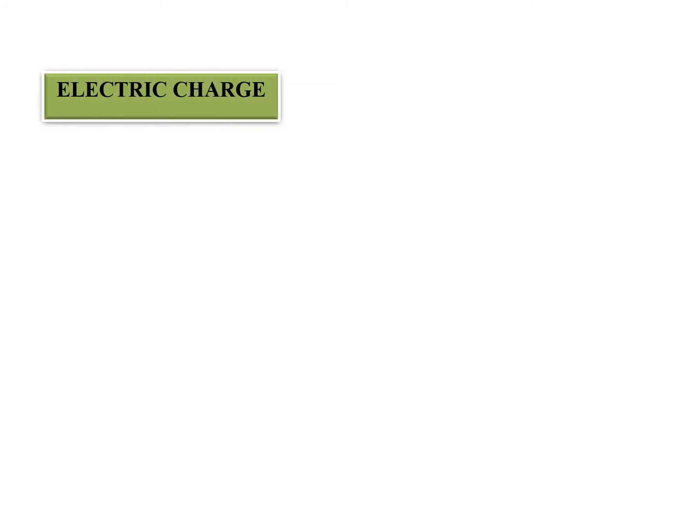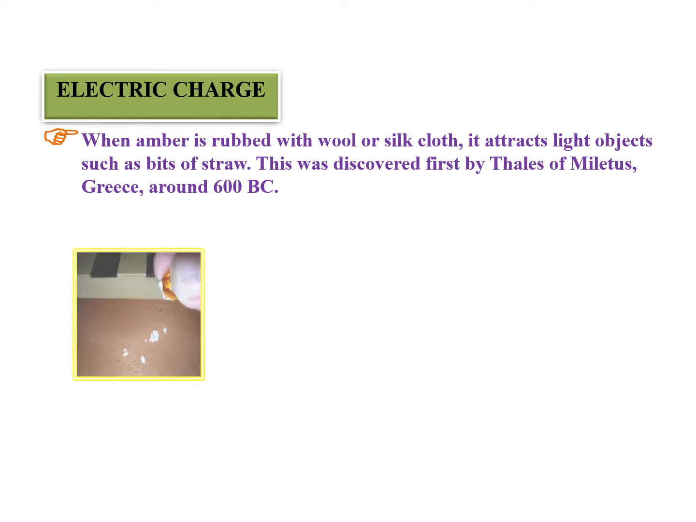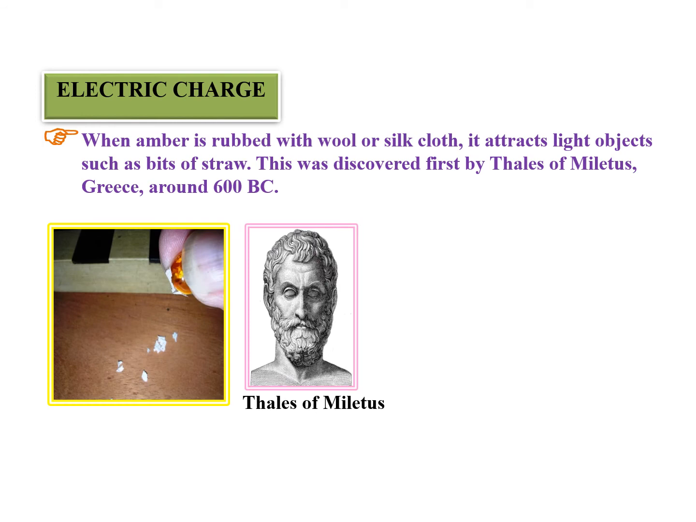Well, this process of bodies attracting lighter objects after being rubbed on different objects or bodies was first noticed by Thales from Miletus, a place in Greece. It was seen that amber, when rubbed with wool or silk, attracted lighter objects such as bits of straw or bits of paper. This was noticed somewhere around 600 BC. Here you can see a person holding a bit of amber which has been rubbed with wool or silk, and then started attracting smaller bits of paper. This was first noticed by Thales.